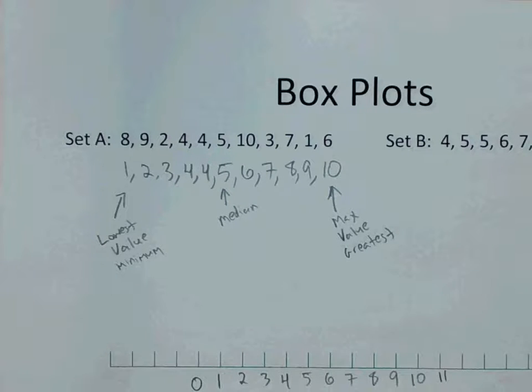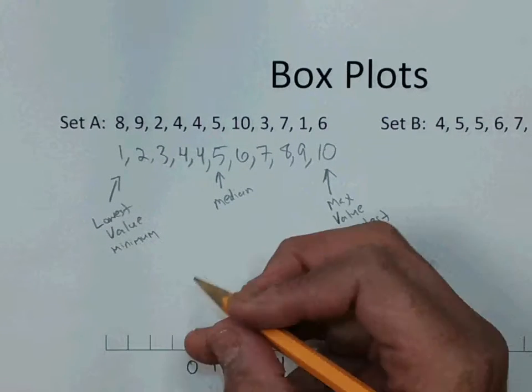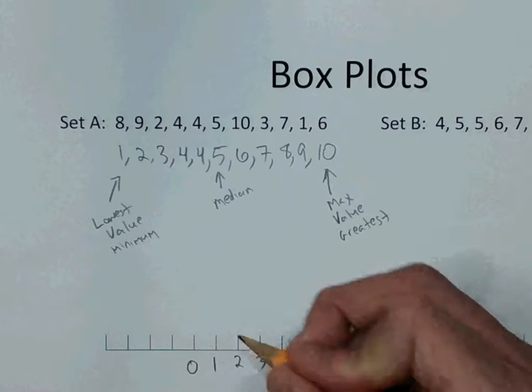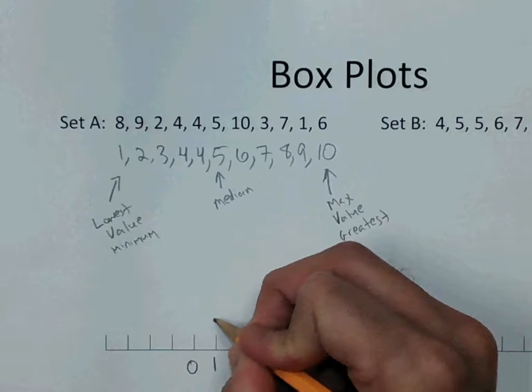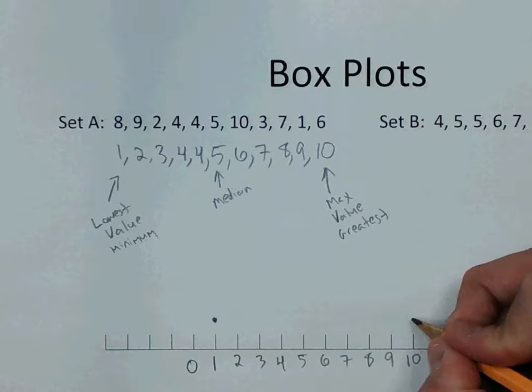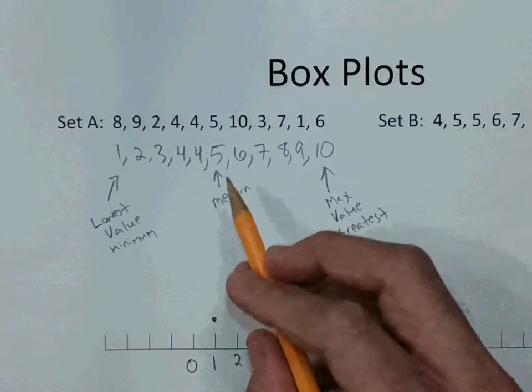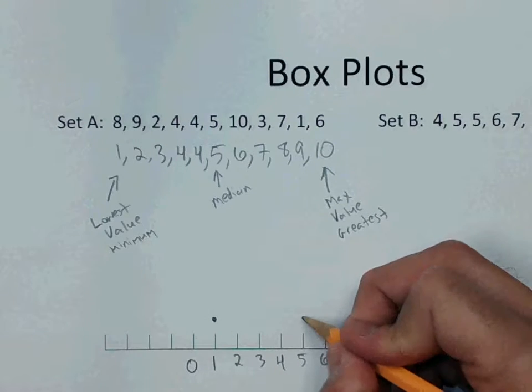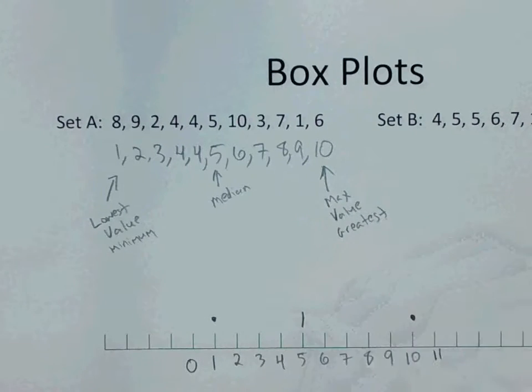I'm going to go ahead and plot those on my number line. So my lowest value, that's going to be 1. I'm going to plot that with a dot. My max value, or greatest value, is going to be 10. I'm going to plot that with a dot. So I've got my minimum, maximum. My median, 5, I'm going to do that one a little differently. I'm going to plot that with a line.